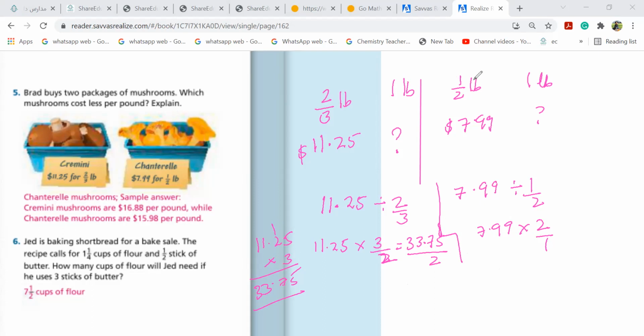That's why be ready with the sticky notes, with everything. How will you fit there? 33.75 divided by 2. How much did you get? 16.875.